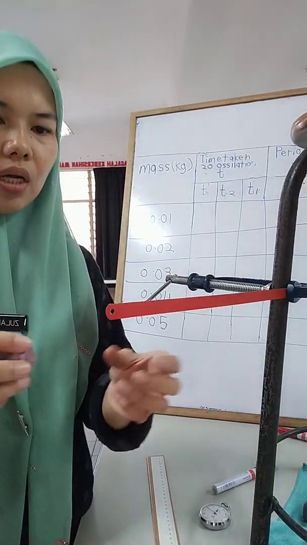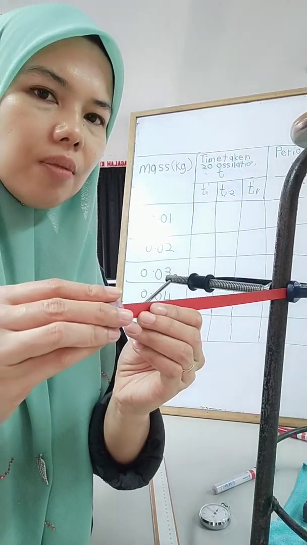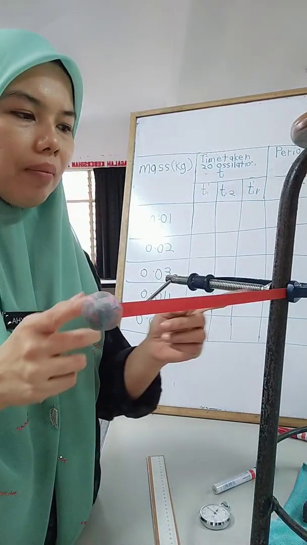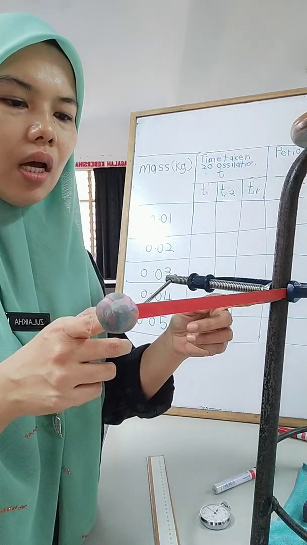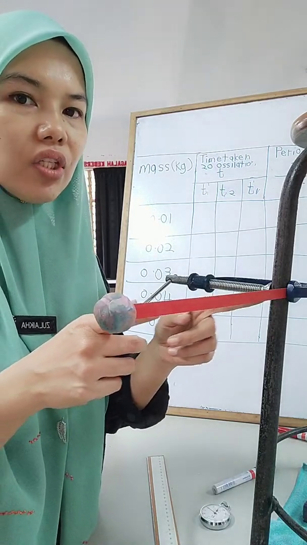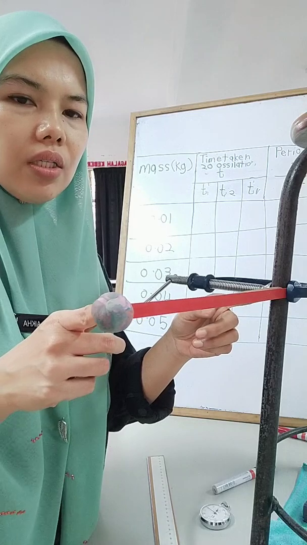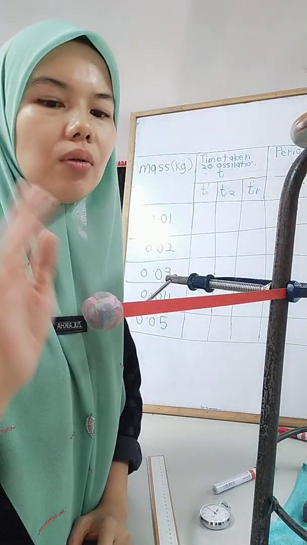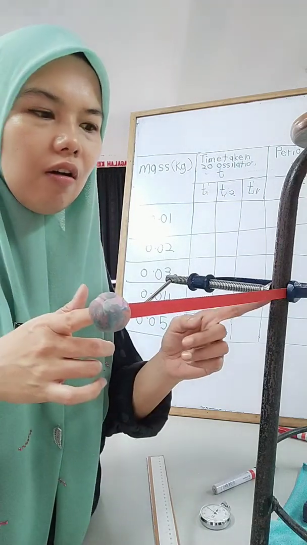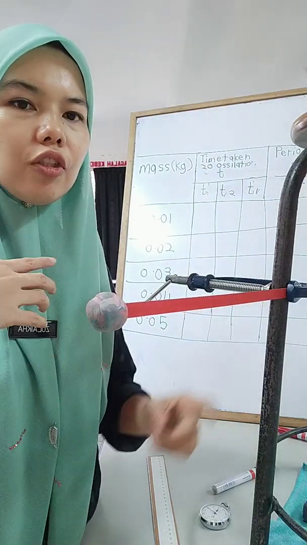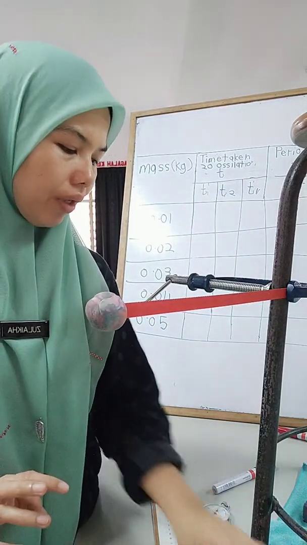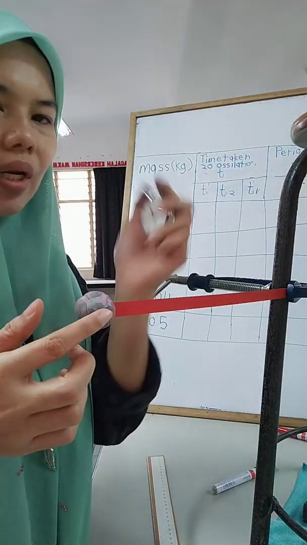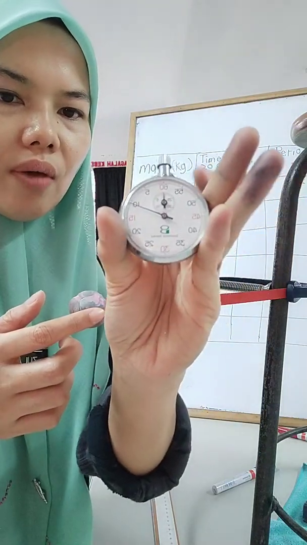Okay, so we're going to attach this plasticine to the end of the jigsaw blade, and make sure the length of this jigsaw blade is constant. Never change the length of the jigsaw blade. Whatever length you use, make sure you use that length of the jigsaw blade throughout this experiment. Okay, so before you release the plasticine, make sure you're ready with your stopwatch. Okay, we have the stopwatch here.